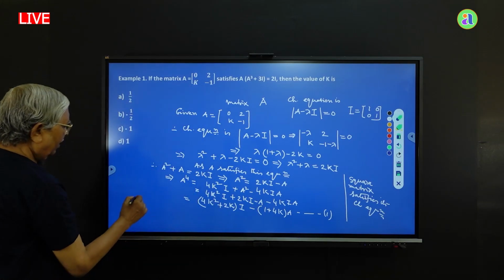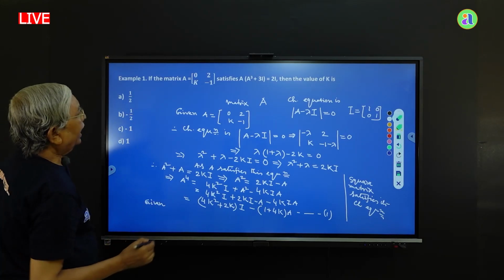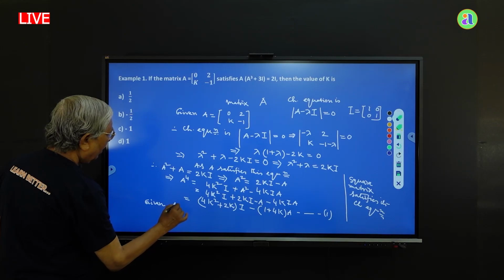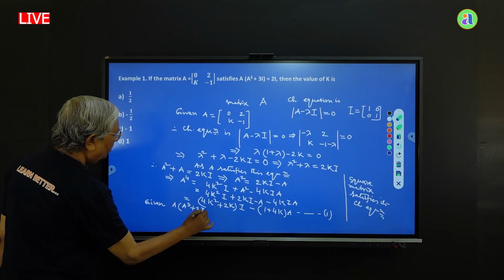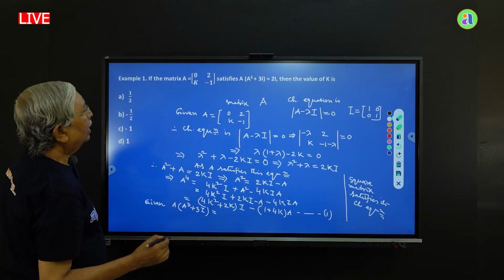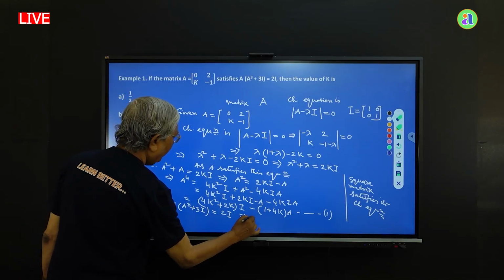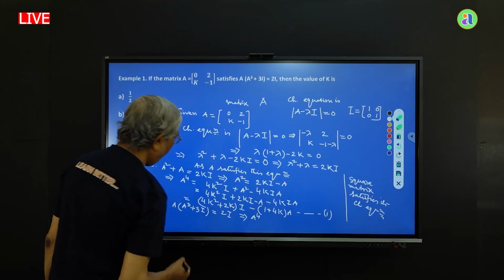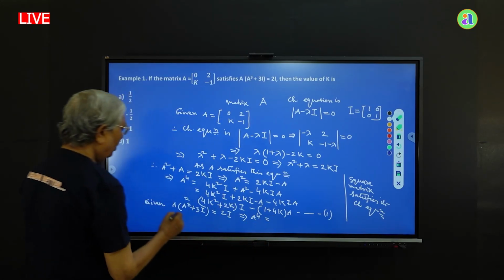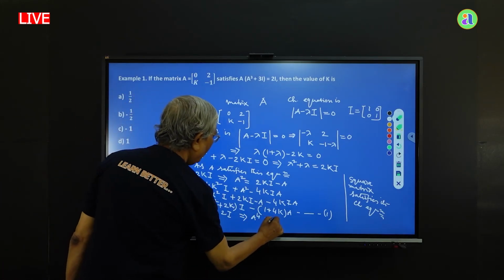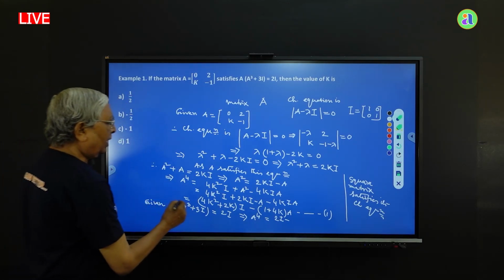Again you were given A⁴ plus 3I equals to 2I. So what is our A⁴? A⁴ is equal to 2I minus 3I.